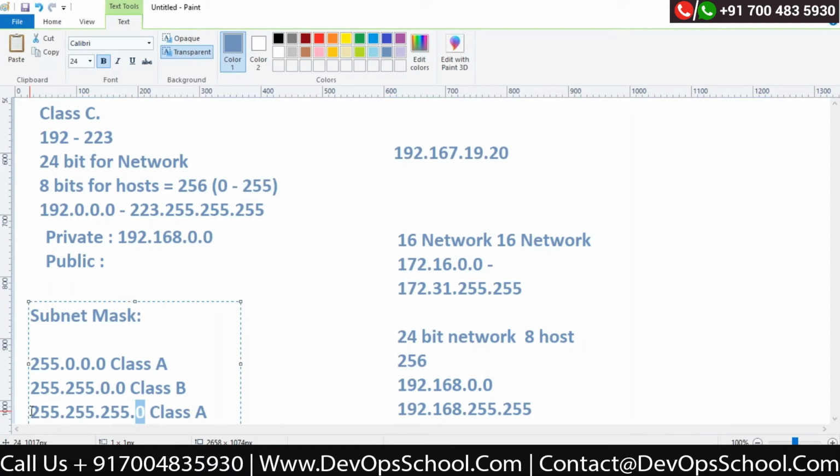Correct? If I change any number from this, I'm part of a different network. I'm a completely different IP address system. I'm a completely different network. Right? Similarly, if I change anything over here, it would be a different network. If I keep this same and only change this part, that means I'm in the same network. I'm only changing the host side. Correct? In class A, if I change this, it is a completely different network.